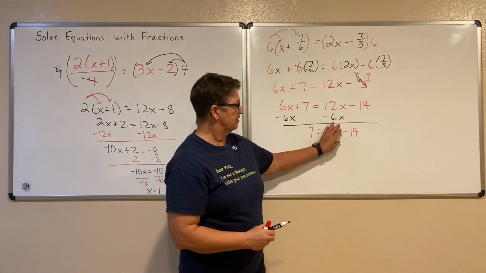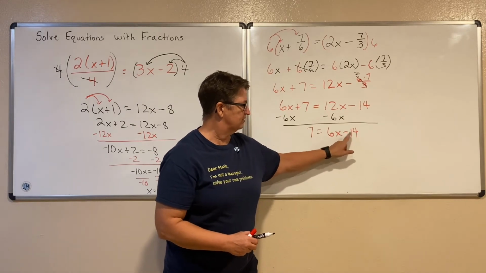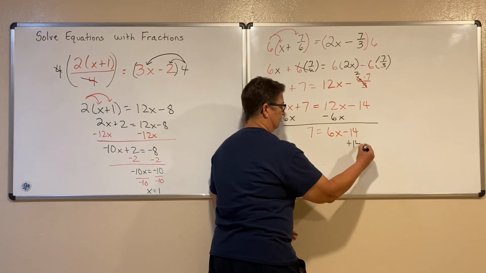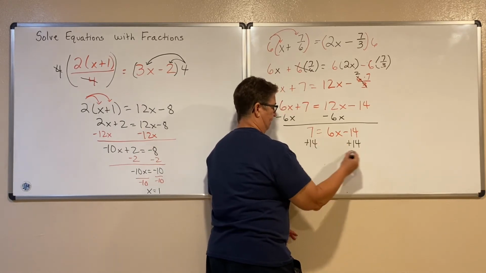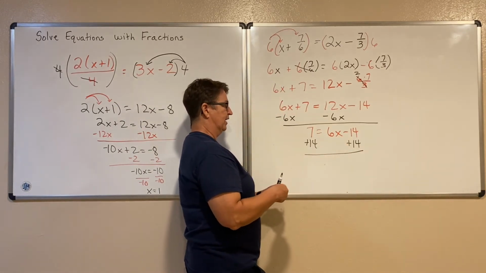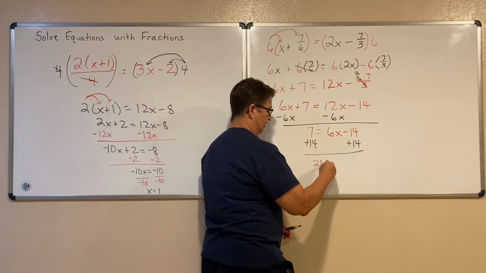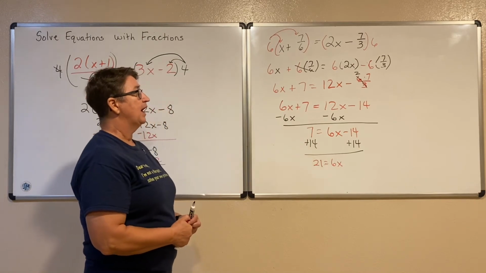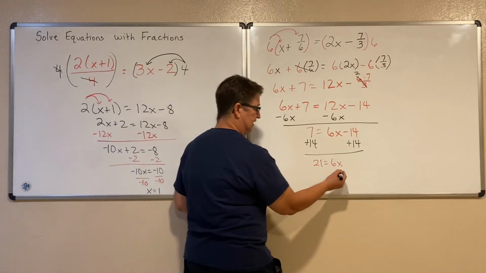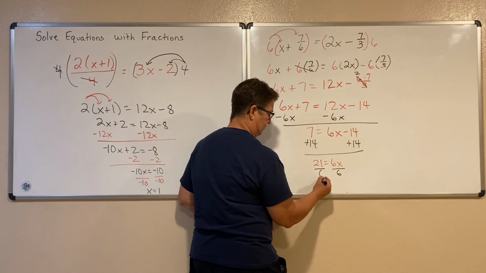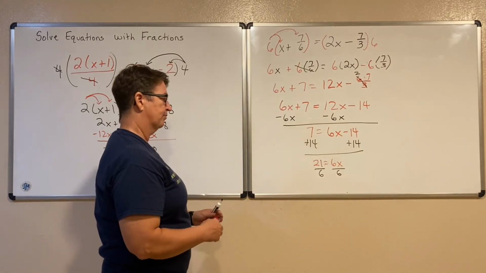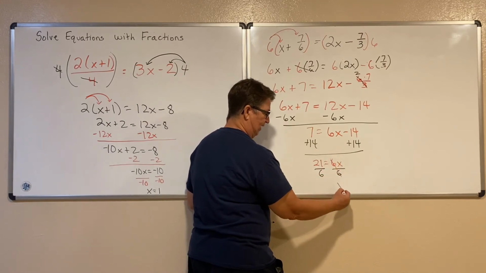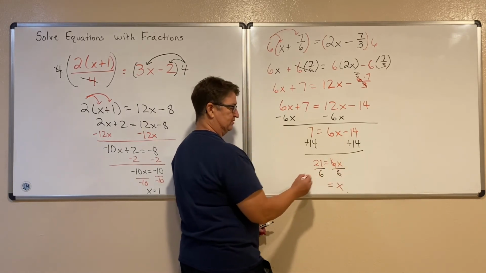Now, whatever's not touching my x, I'm going to get rid of next. Inverse of subtraction is addition, so I'm going to add 14 to both sides. That leaves me with 21 equals 6x. Now I need to divide both sides by 6. So then this becomes 1, so my x value is equal to 21/6.